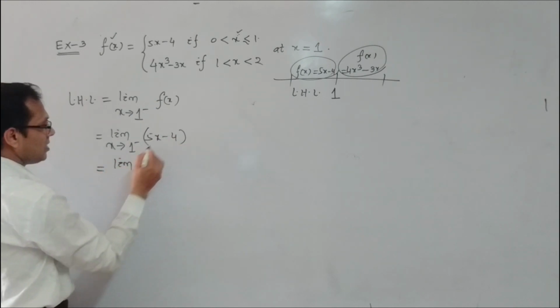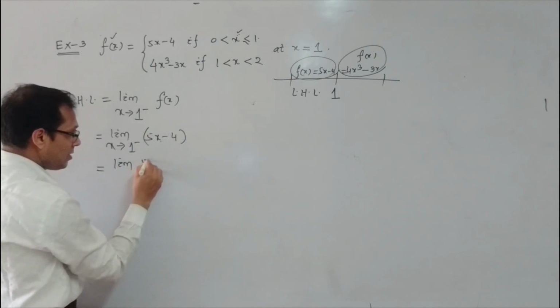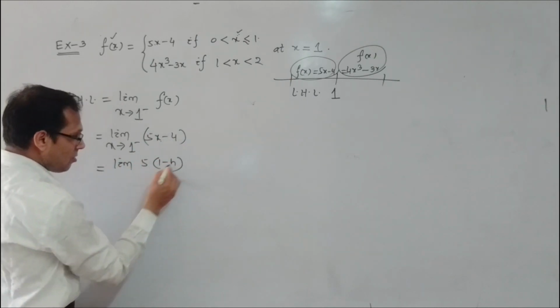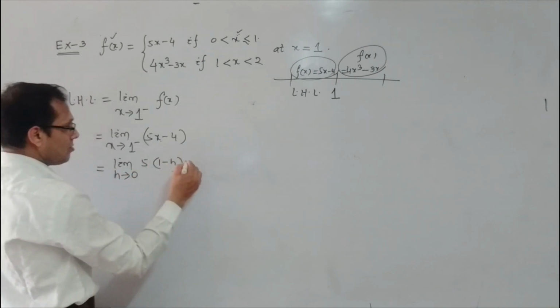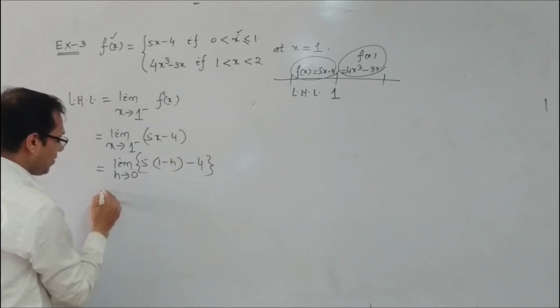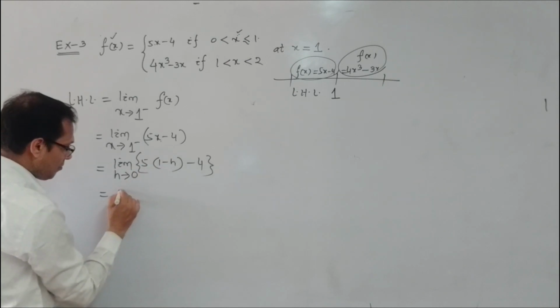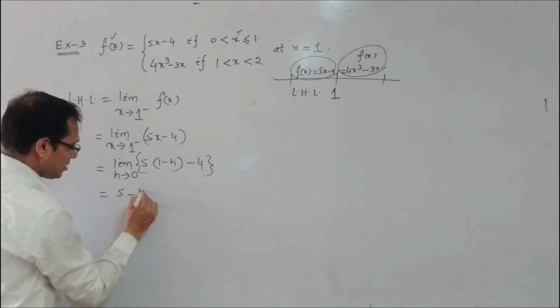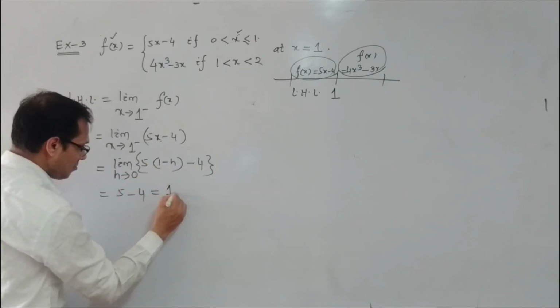Now x should be replaced by 1 minus how much? 1 minus a very small number, that is 1 minus h. What is h? h is a very small number that tends to 0. Now if you multiply, when h tends to 0, 5h is 0, so 5 minus 4 is 1.